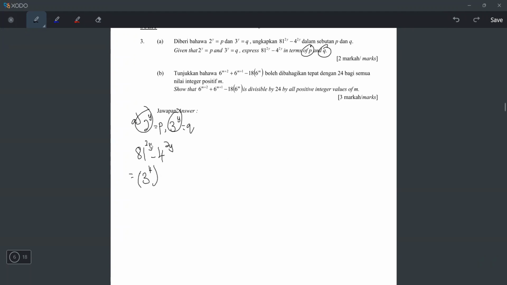But don't forget there's a 2y. So the 2y, where do I write it? Just write it outside the bracket like this. Same with the 4. The 4 you can actually change to base 2, so it's 2 power 2. But don't forget there's another power 2y beside it.